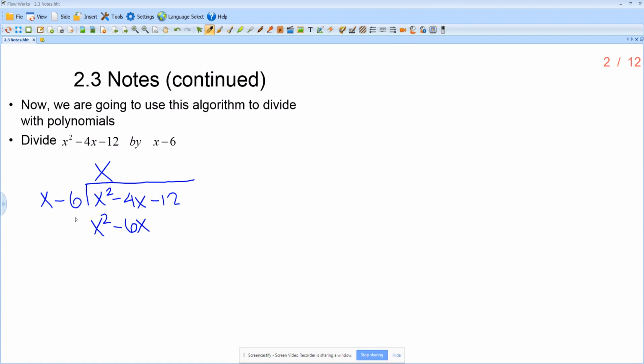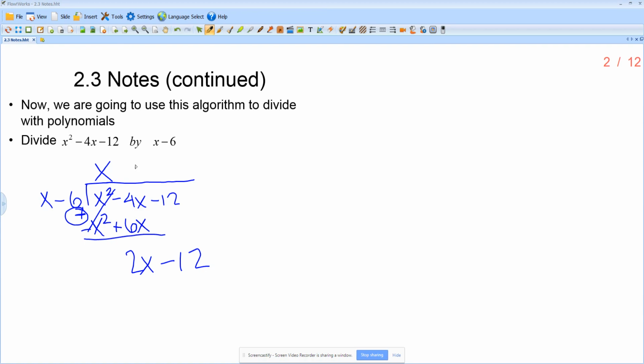What I'm doing now is subtracting downward. So x squared minus x squared cancels. Negative 4 minus negative 6. And for some people, that's a little bit tricky. So it's totally okay if what you do right away is just switch these signs, in which case we're going to be adding. So notice I just sort of distributed that negative down here because I'm subtracting this whole thing. That gives me 2x minus 12.